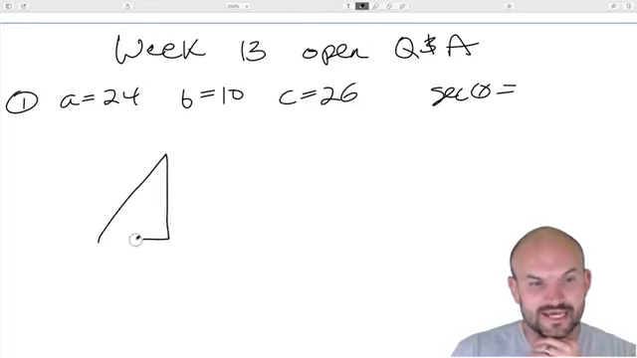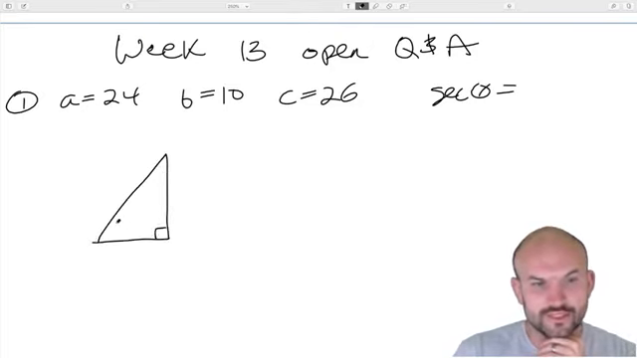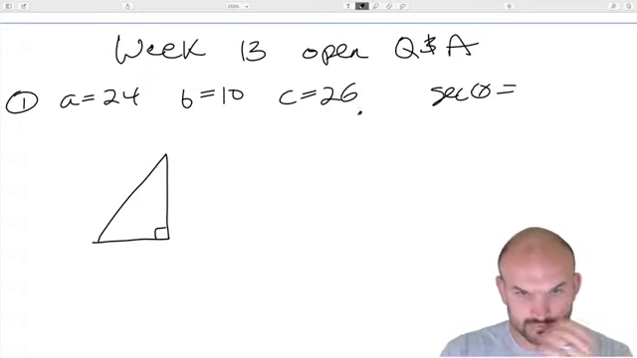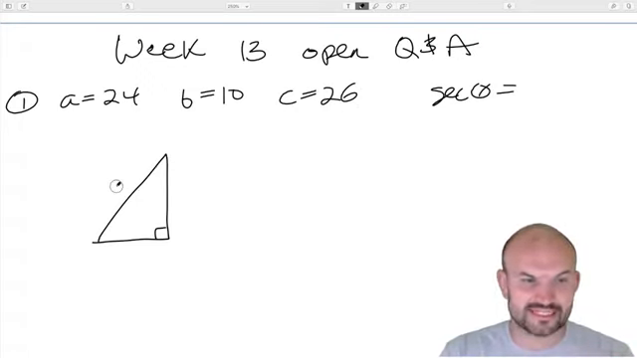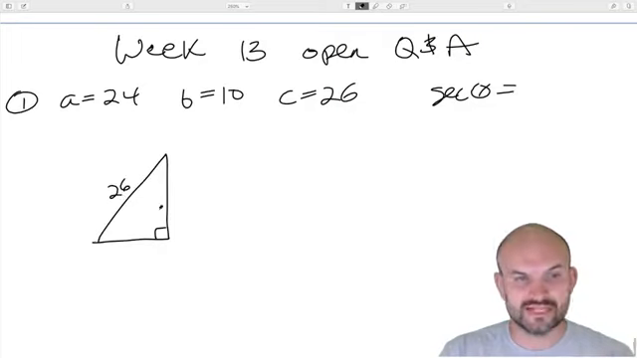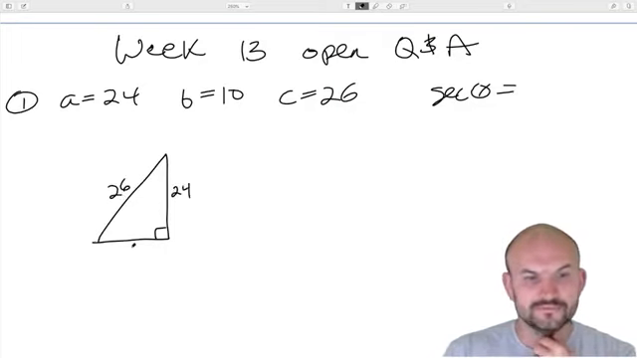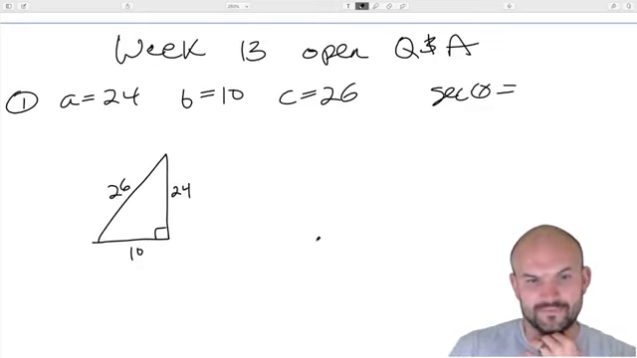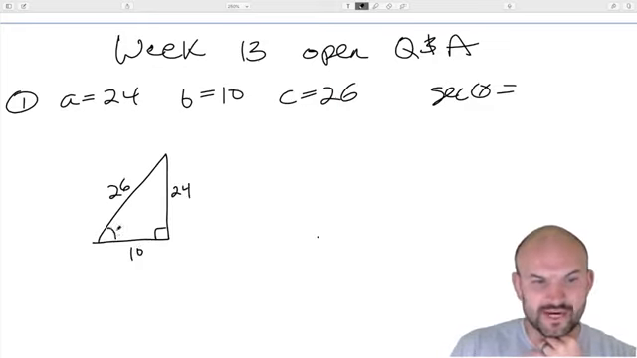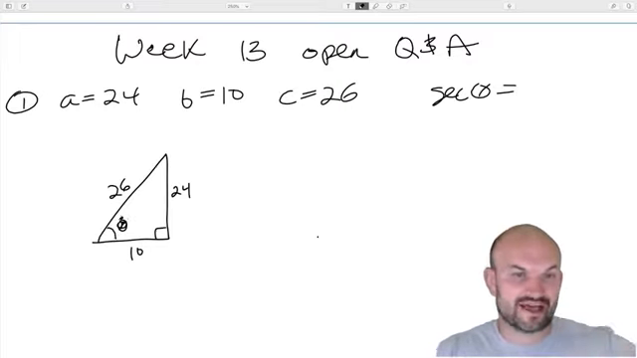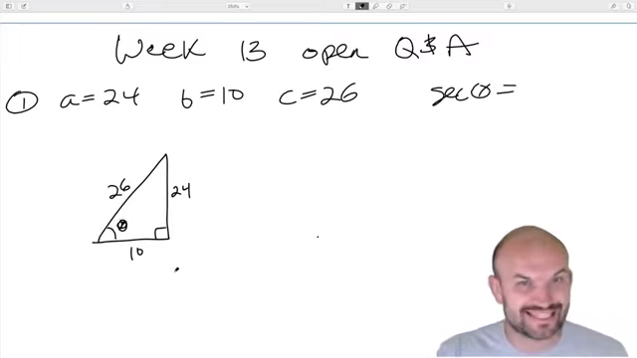So let's go ahead and look at a triangle. Now, obviously, we know that 26 is going to be the hypotenuse because that's the largest side, right? The other two sides, it doesn't really matter. But let's just make the height 24 and this 10, okay? Now, let's say theta was right here. Okay, now we can go ahead and evaluate our trigonometric functions based on that angle.